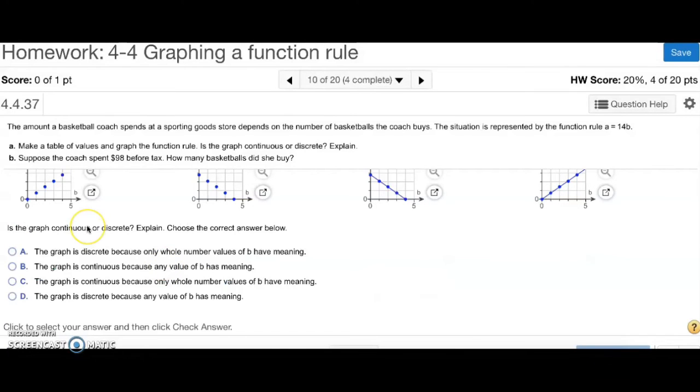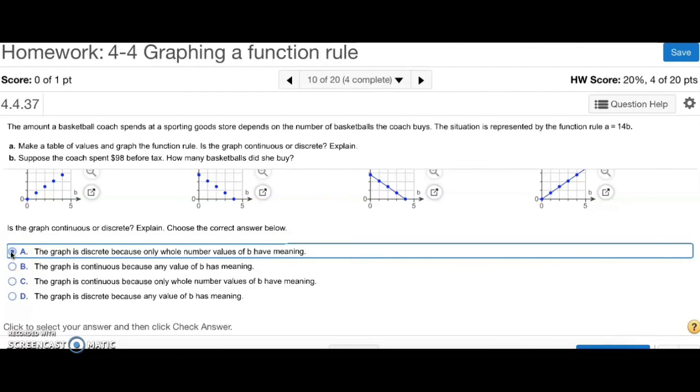Now, that answers the question here, is the graph continuous or discrete? It is going to be discrete because only whole number values of B have meaning, because like I said, we can't have a part of a basketball.